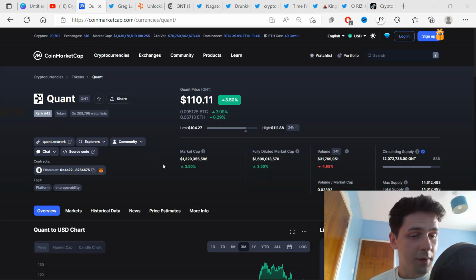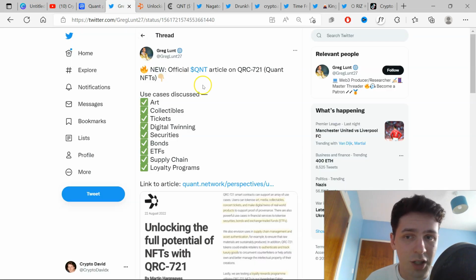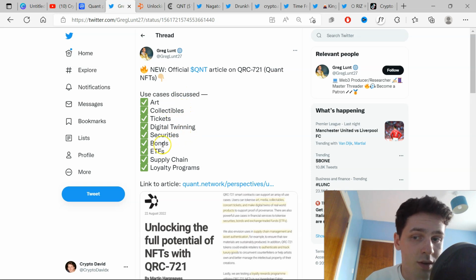Okay, so if I were to think of the sectors that Quant is actually targeting, I can think of identity, telecommunications, finance, healthcare, supply chain, cybersecurity, cross-border trade. There's so many to list. Well, here are actual use cases of QRC721 Quant NFTs. Let's read them here. Art, collectibles, tickets, digital twinning, securities, bonds, ETFs, supply chain, and loyalty programs.